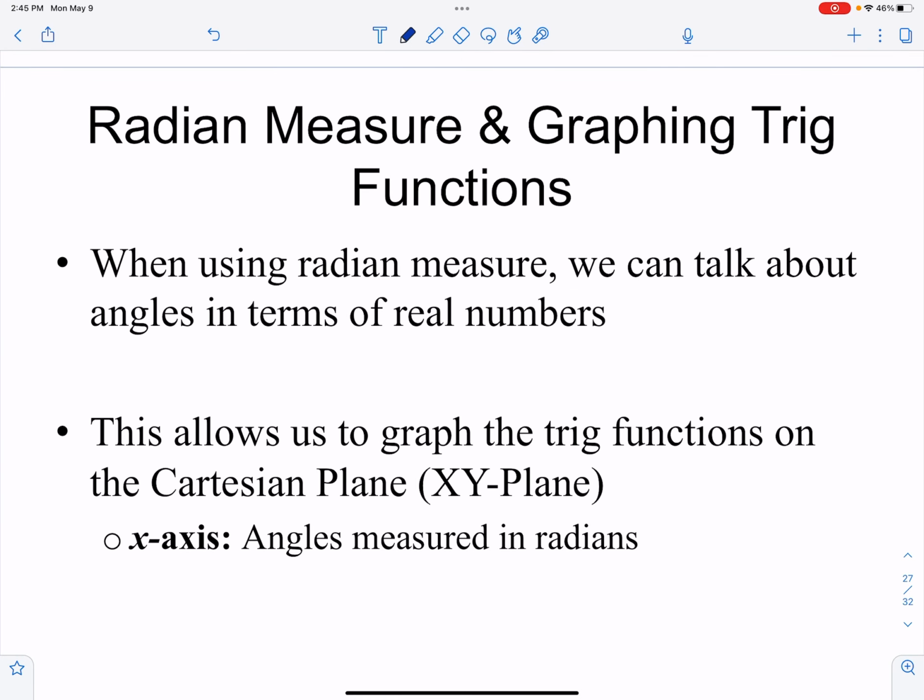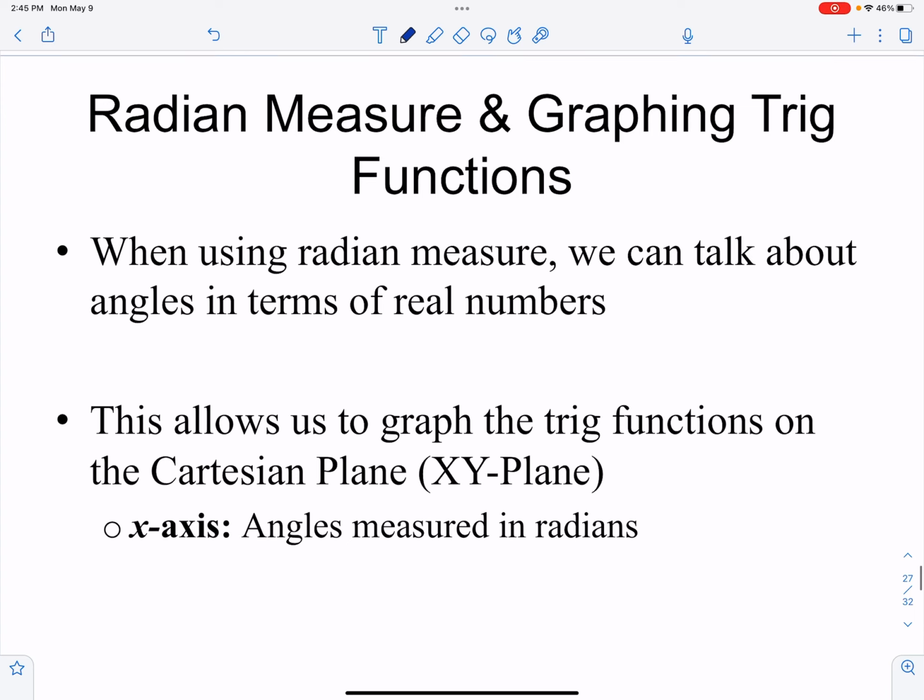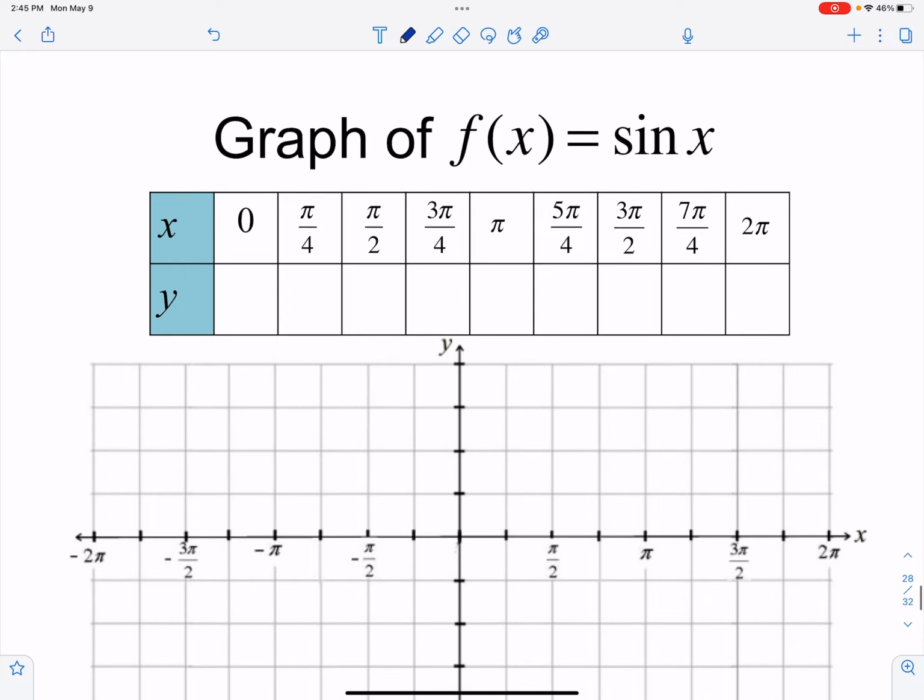We use radian measure for the inputs of the trig functions whenever we're thinking about their graphs, because remember the xy plane is the intersection of two real number lines, and radians are real numbers. So we want to be in radian measure, especially when we're graphing on our calculators.